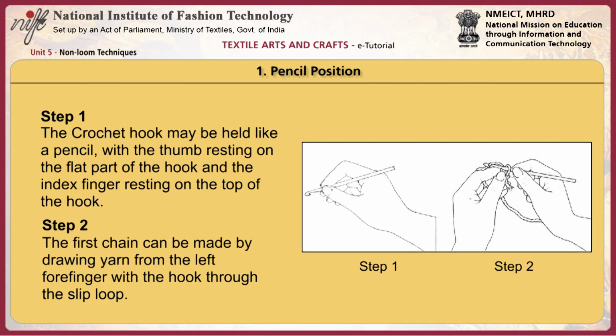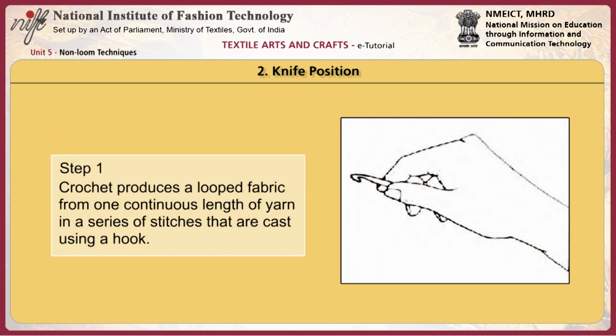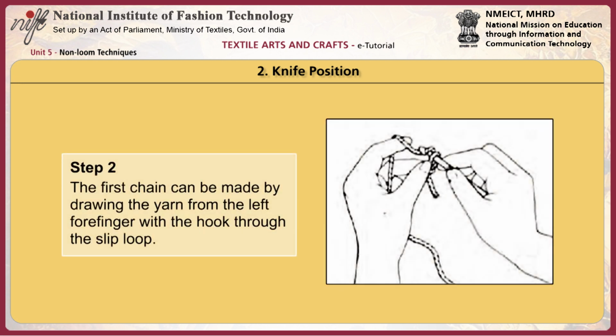For the pencil position, the crochet hook may be held like a pencil, with the thumb resting on the flat part of the hook and the index finger resting on the top of the hook. The first chain can be made by drawing the yarn from the left forefinger with the hook through the slip loop. For the knife position, the crochet hook can also be held in the palm of the hand like a knife, with the thumb resting on the flat part of the hook and the remaining fingers holding the hook from the underside. The first chain can be made by drawing the yarn from the left forefinger with the help of the hook through the slip loop.